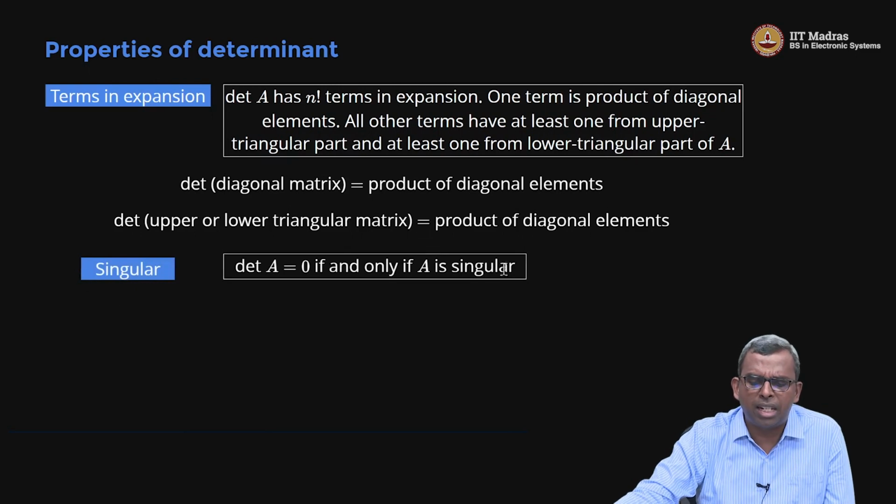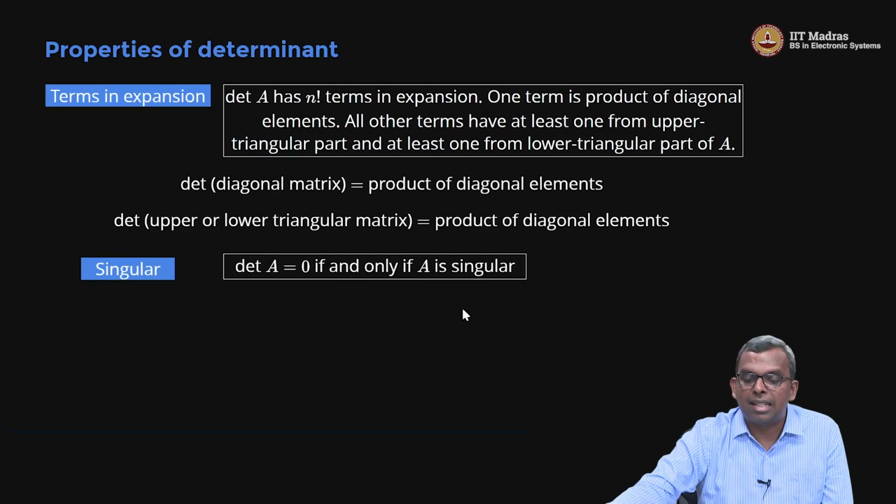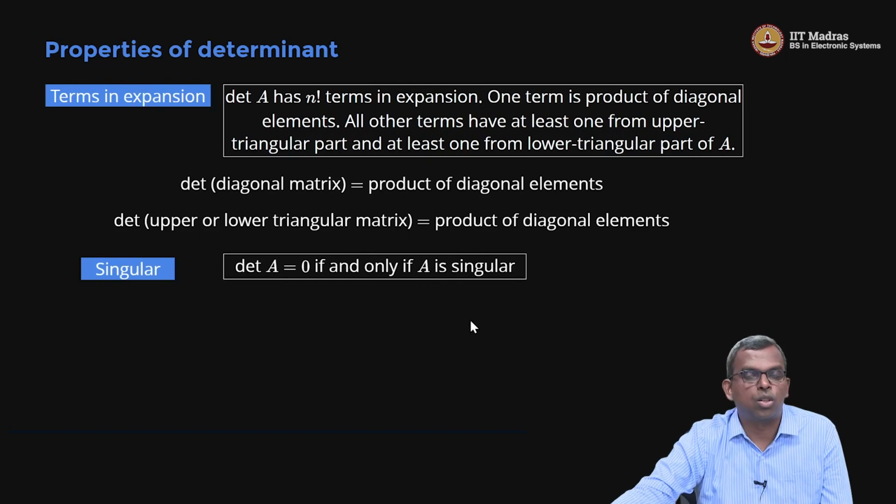Another very, very useful property in our context is that determinant A becomes 0 if and only if A is singular. That is, only when the rank of A is less than n. That is the same as A being singular, right? The null space of A has some non-zero vector, the rank of A is less than n, the nullity of A is greater than or equal to 1. So those are all conditions for A being singular. That makes determinant A 0, and otherwise it's non-zero.